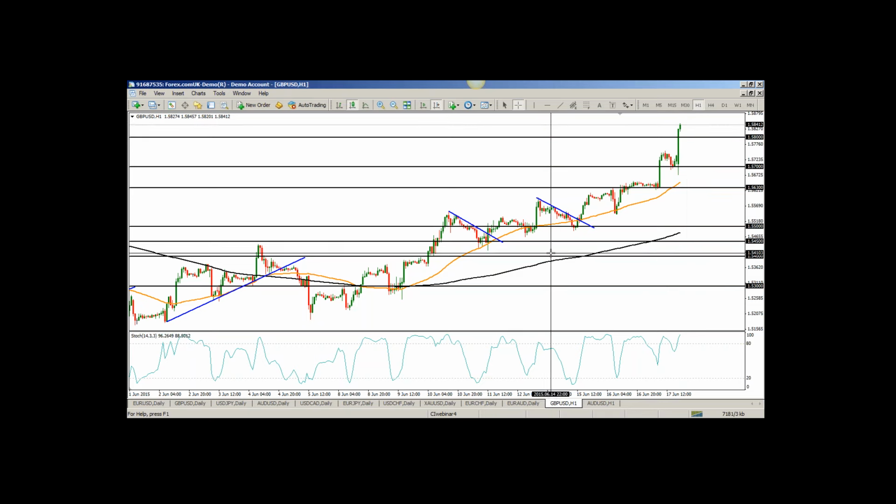Even though this is an uptrend and I'm looking for a long position, I'm not looking for it at the extremes, because that for me is pretty much folly: going long at the highs or going short at the lows.